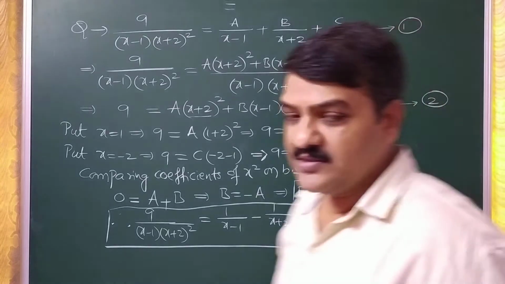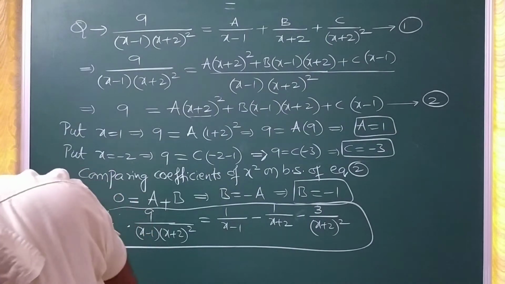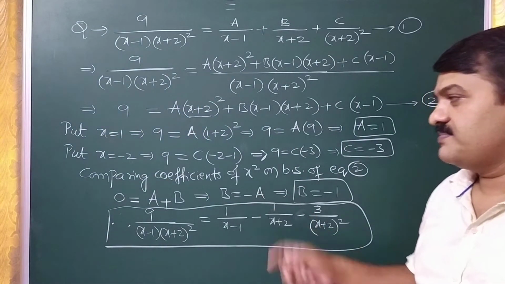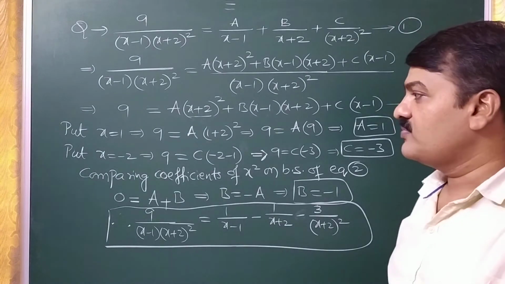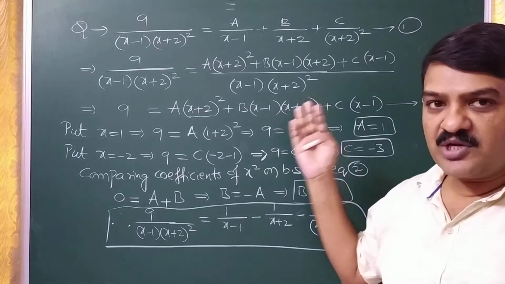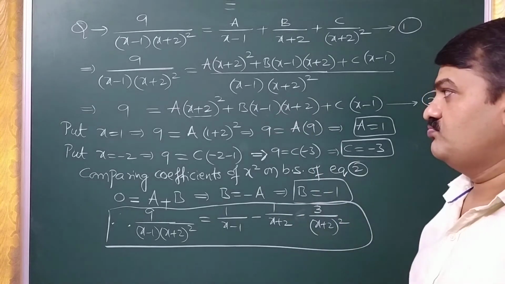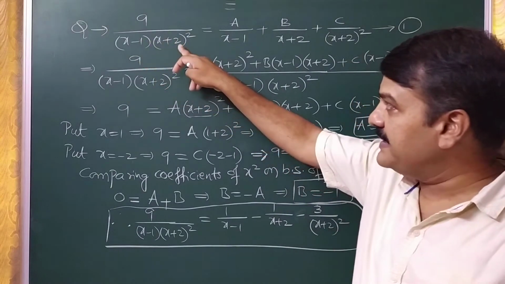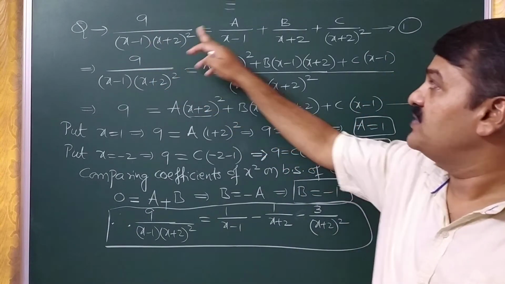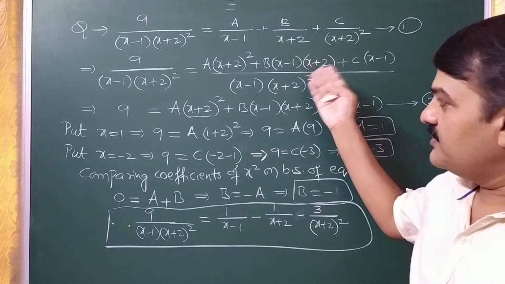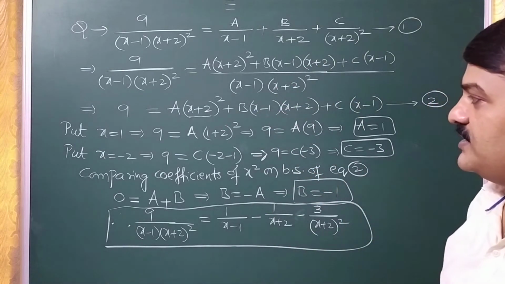Hi students, welcome to part 3 of partial fractions. In part 2 we were discussing this problem, which is the problem under type 2. Since we have a repeated linear factor, we take the partial fractions like this. Now simplifying, we have to find the values of A, B, C.